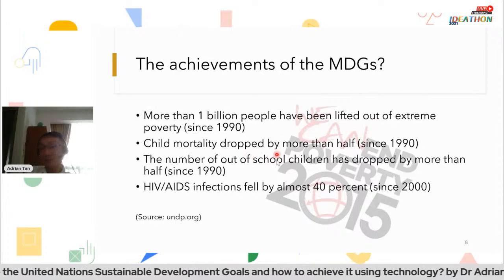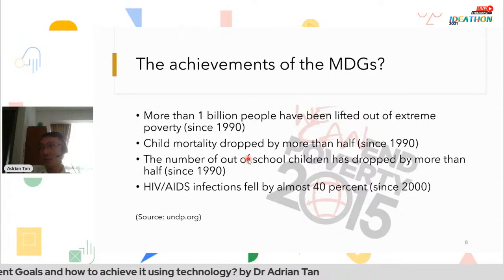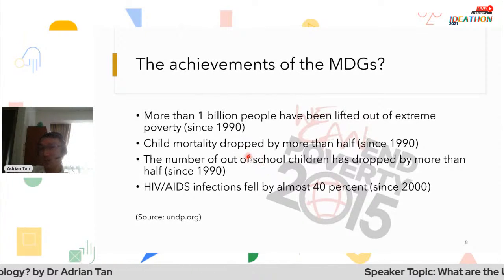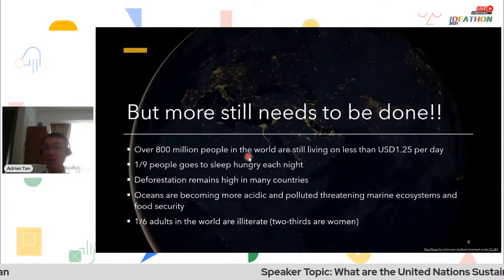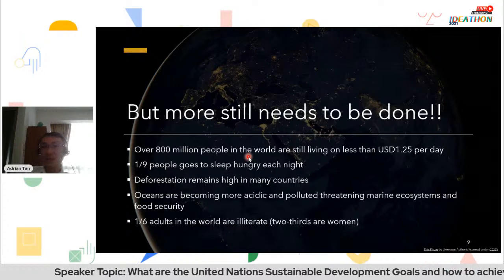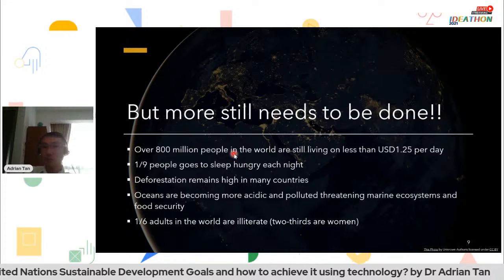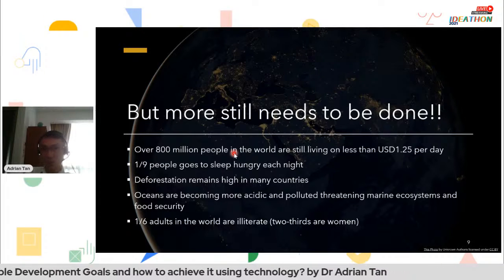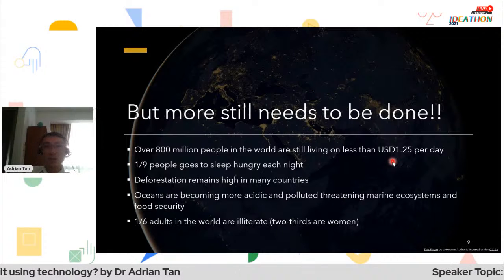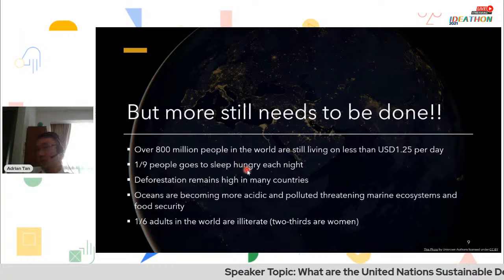But by 2015, it doesn't mean that we managed to eradicate poverty and put every child into school. But at least there was some improvement. While there are improvements, more still needs to be done. Because today, again according to the UNDP, there are still over 800 million people in the world living in poverty on less than $1.25 per day, especially in the African region. One out of nine people goes to sleep hungry.